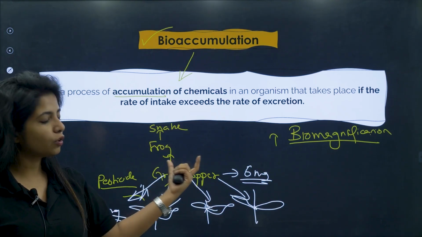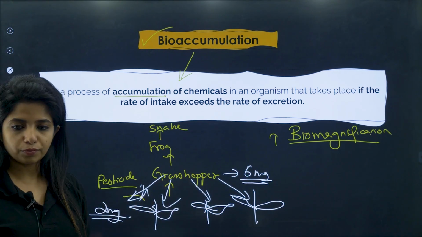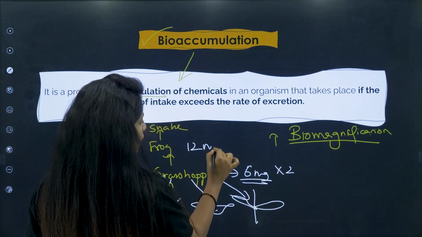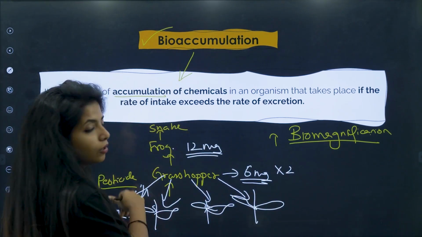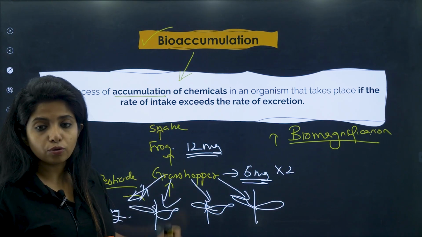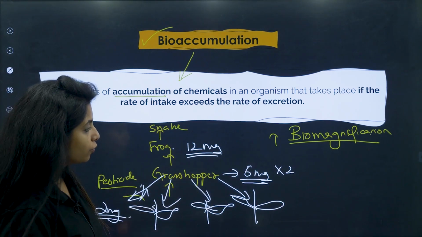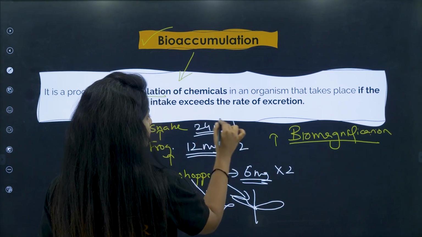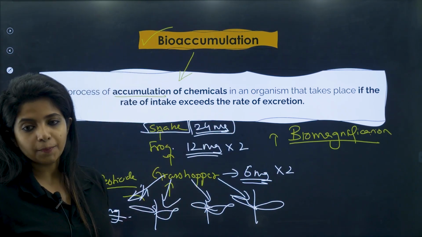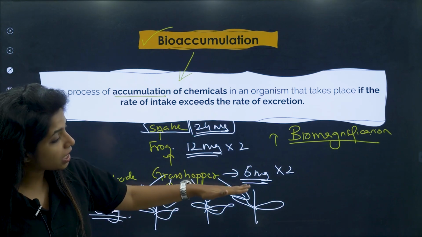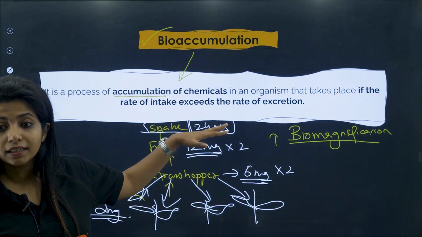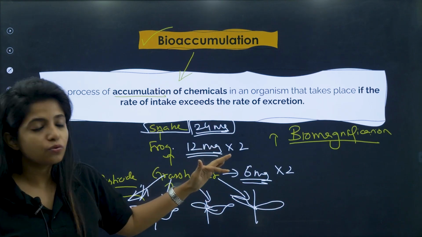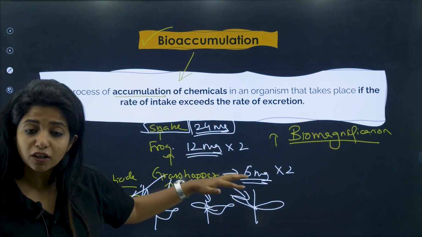Now, suppose there are basically 2 grasshoppers. If there are 2 grasshoppers, then 6 into 2, there will be 12 mg of this pesticide in the frog, because the frog is eating 2 grasshoppers. Now, suppose there are 2 frogs also. So, 12 into 2, 24 mg of this thing is now there in the snake. So, here you see that there is an increase in the level of the content in the accumulation throughout the successive trophic levels. This process is known as biomagnification, because things are getting accumulated.